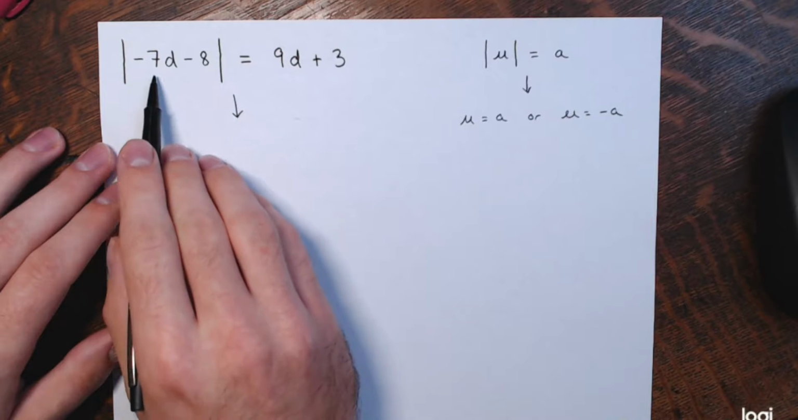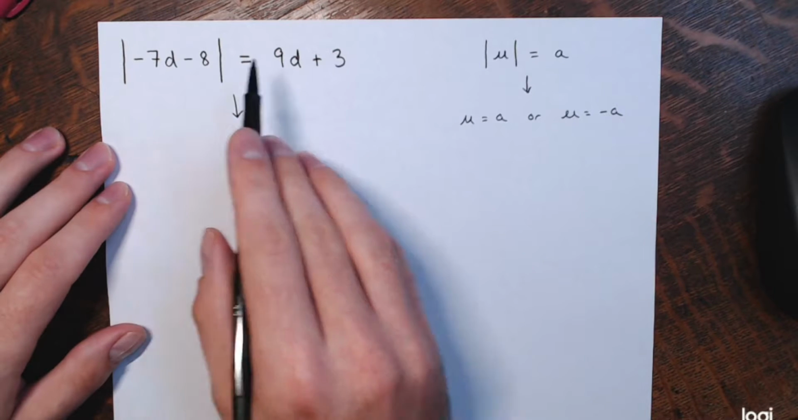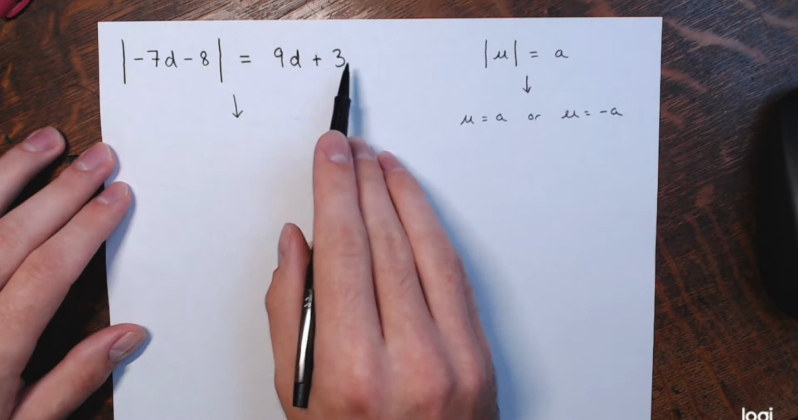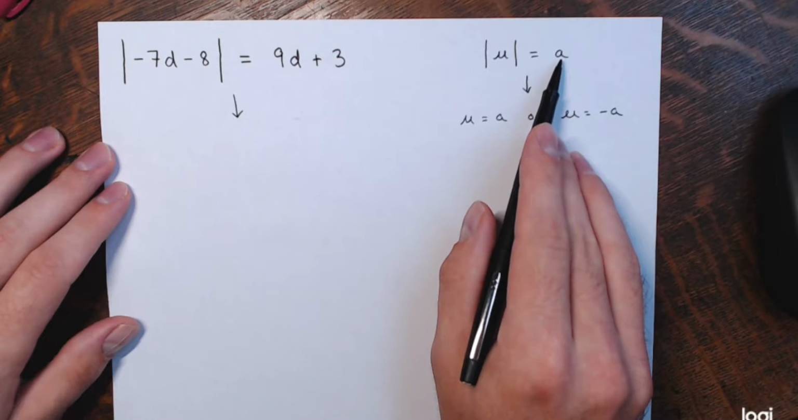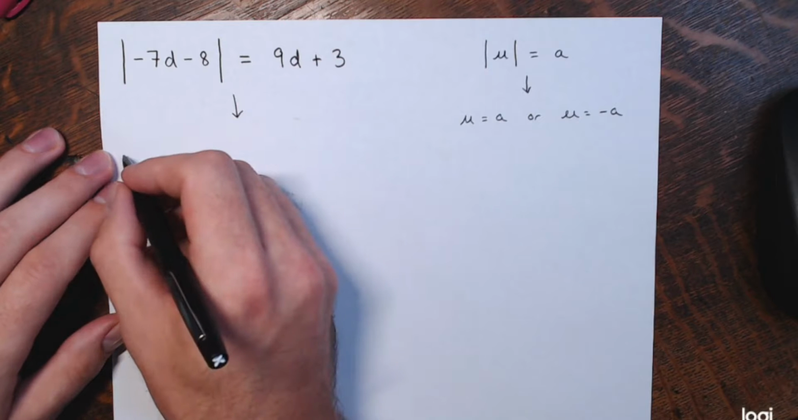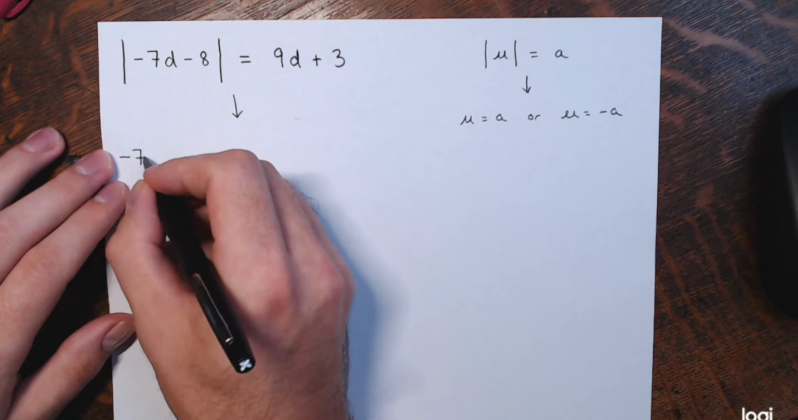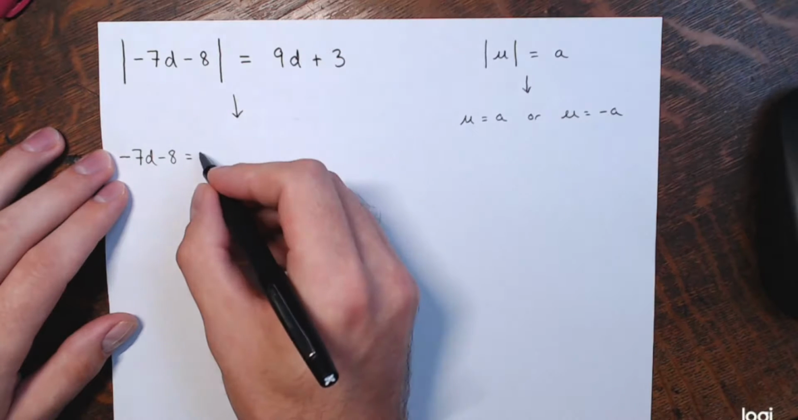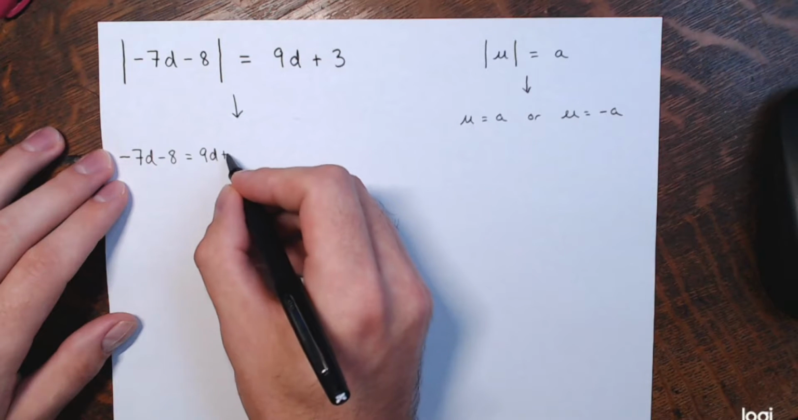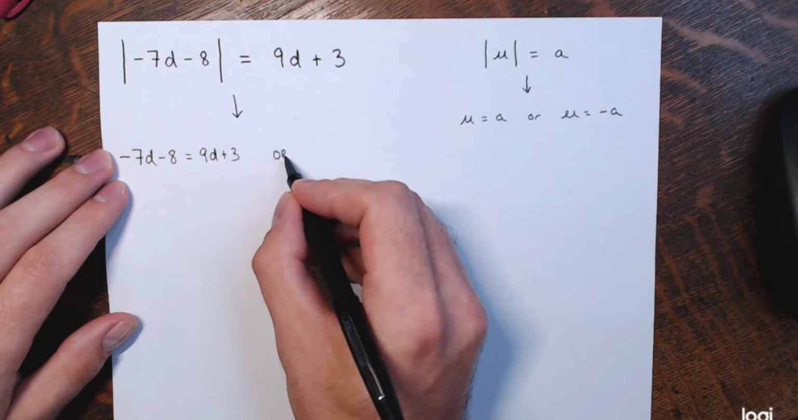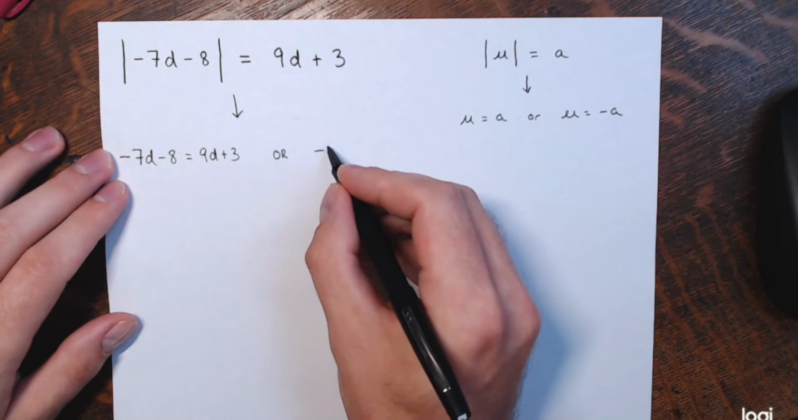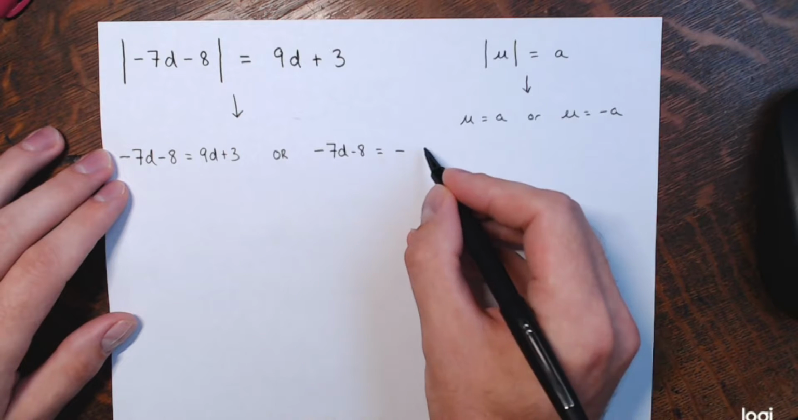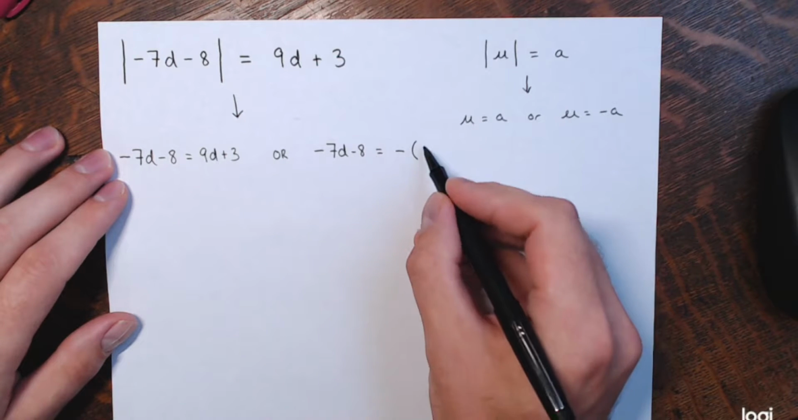So the -7d minus 8, that's like the u, and the 9d plus 3 is the a. So this is equivalent to saying that -7d minus 8 is equal to 9d plus 3, or -7d minus 8 is equal to the opposite of this whole thing, 9d plus 3.